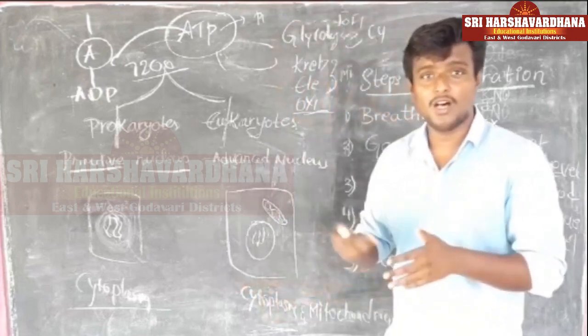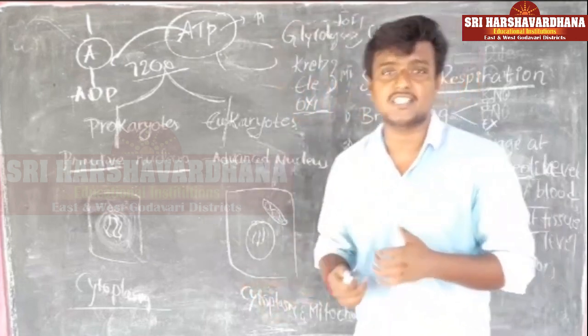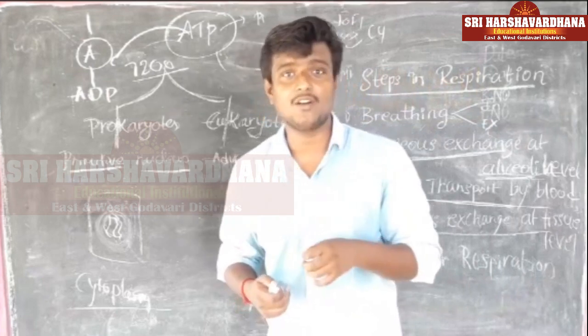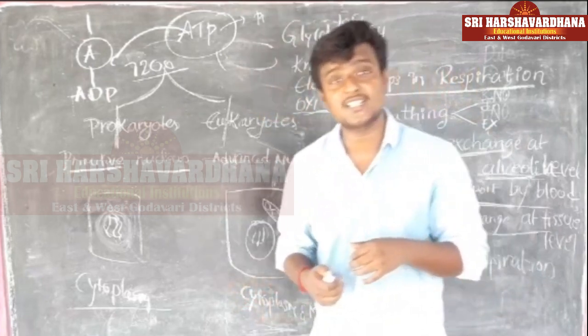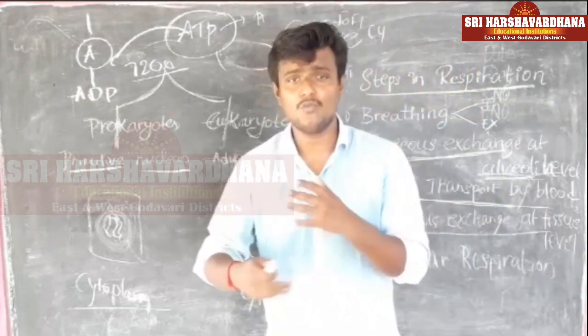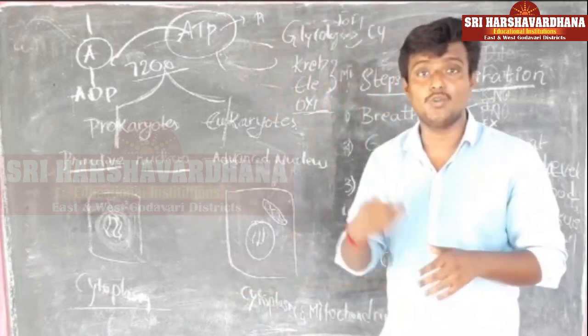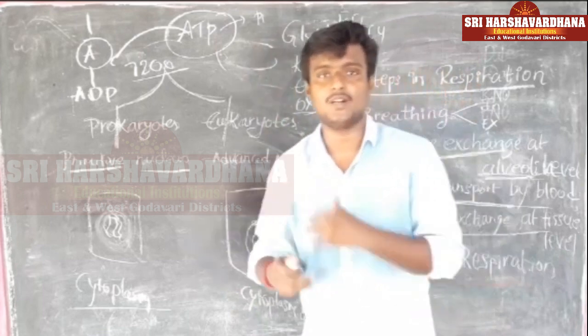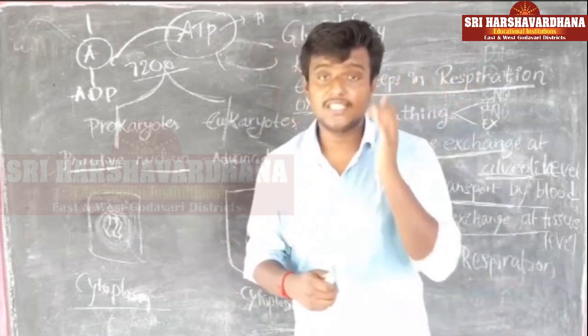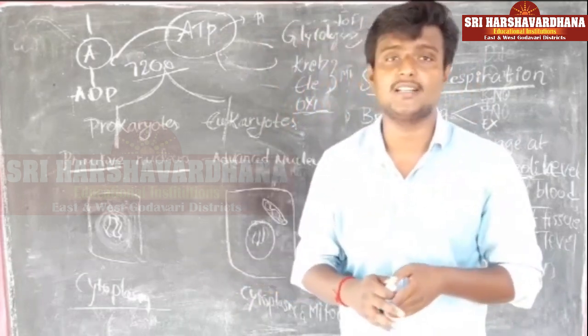Do you know who discovered the mitochondria? The mitochondria was discovered by Kolliker. And who named it mitochondria? Benda. So this is the complete process of cellular respiration.